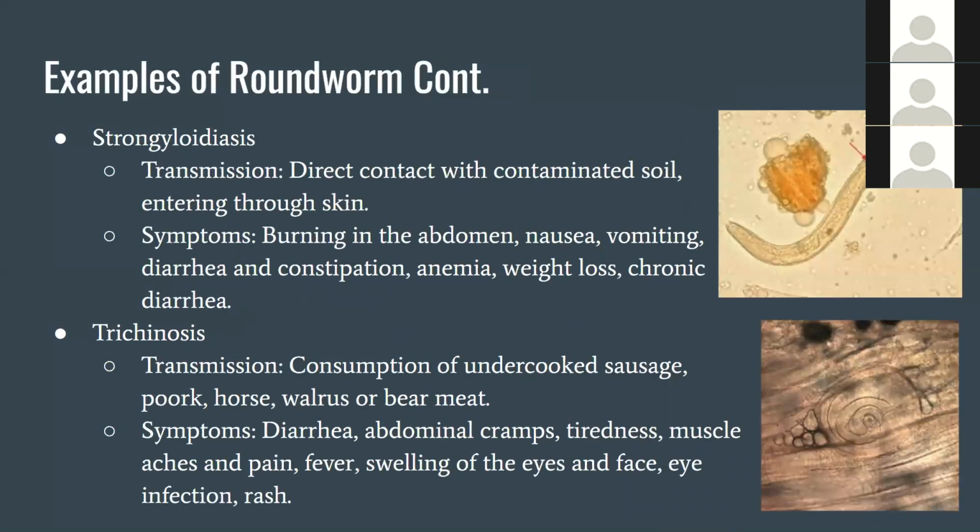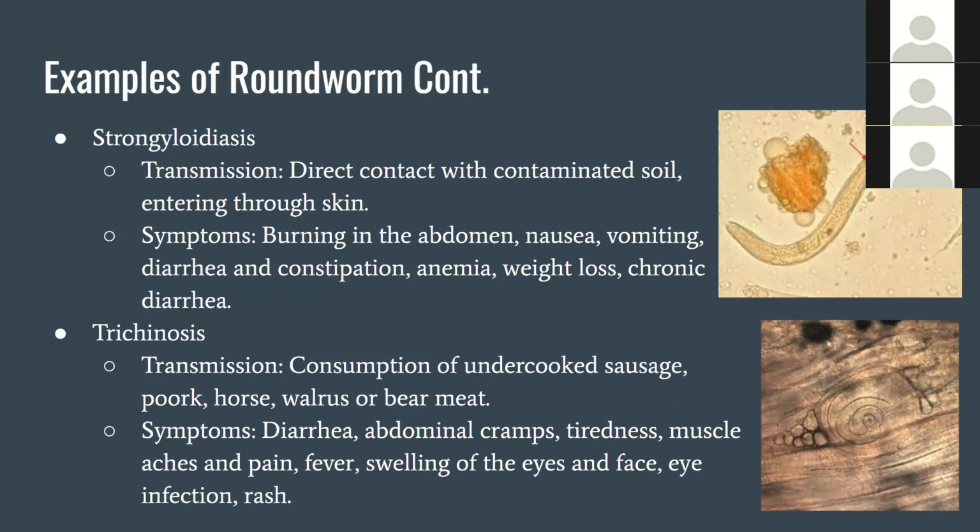The other type here is strongyloidiasis. I can't pronounce it. It's commonly found in tropical and subtropical temperate regions and is contracted through direct contact with contaminated soil. The microbe enters through the skin and travels to the intestines. It can be present with no symptoms to mild symptoms. In those with a moderate infection, they may experience burning in the abdomen, nausea, vomiting, and alternating diarrhea and constipation. In cases where it's a severe infection, they may experience anemia, weight loss, and chronic diarrhea.